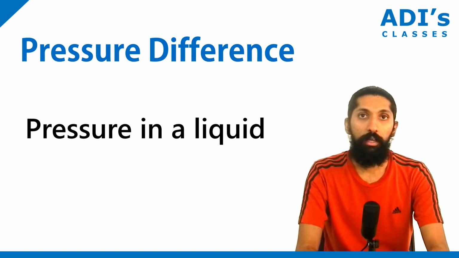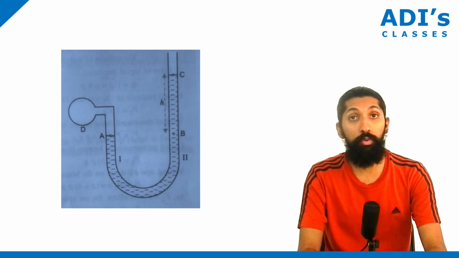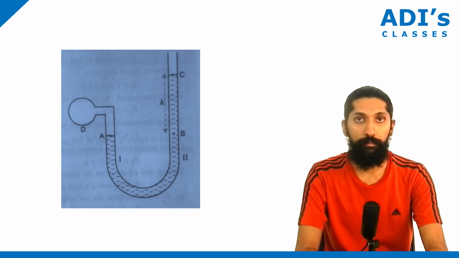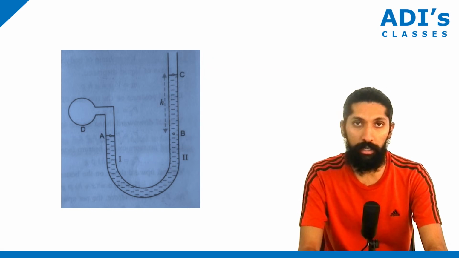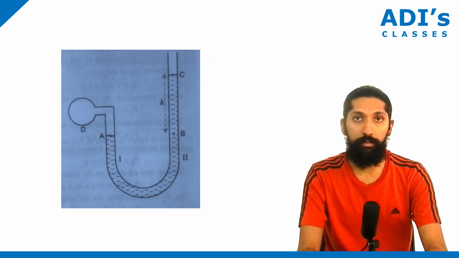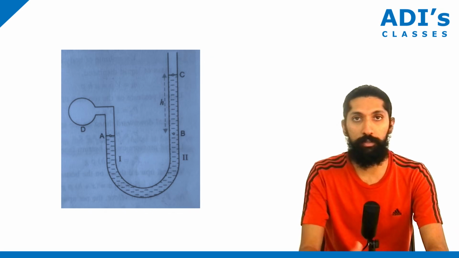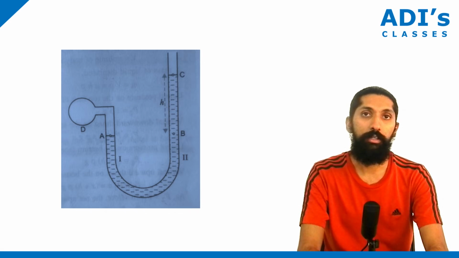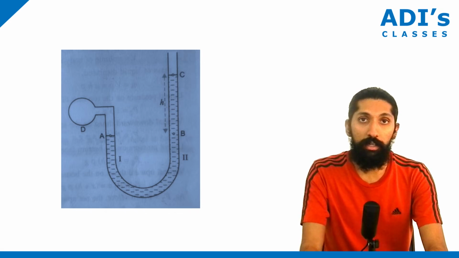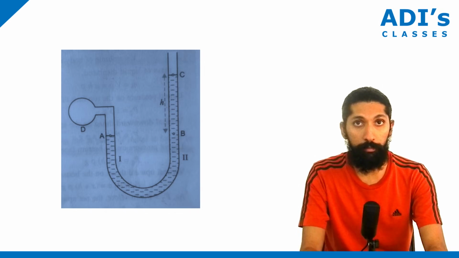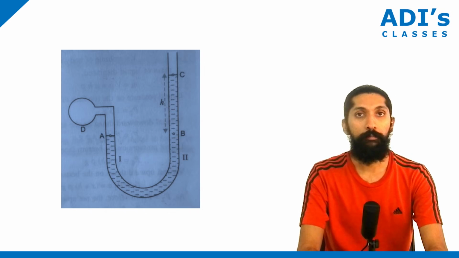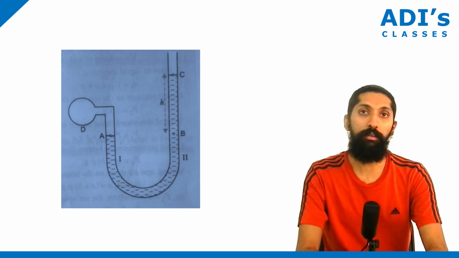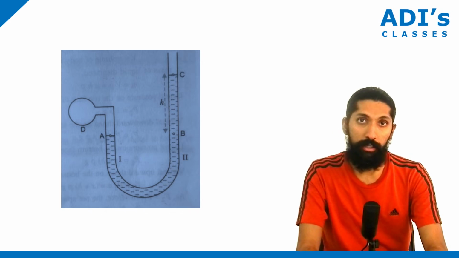For this one, look at this particular instrument. It's a U-shaped tube with a glass bulb on one side, and on the right side, the top is open. That is, it is exposed to the atmosphere. Correct? Now, some liquid is poured in that U-shaped tube. In that bulb on the left side, air is filled. Correct?